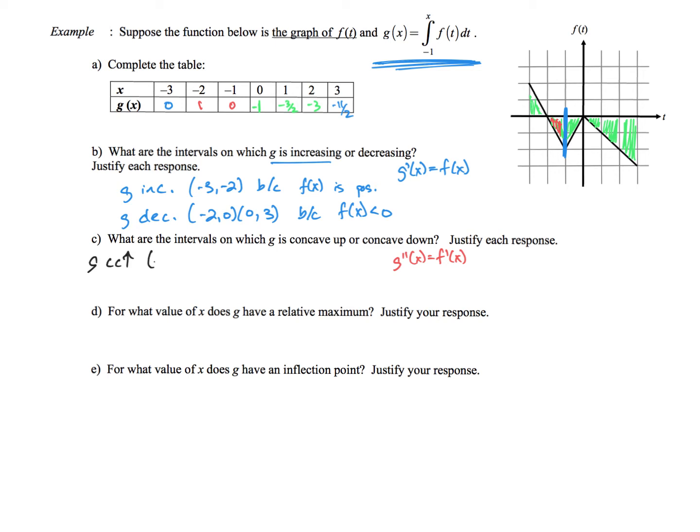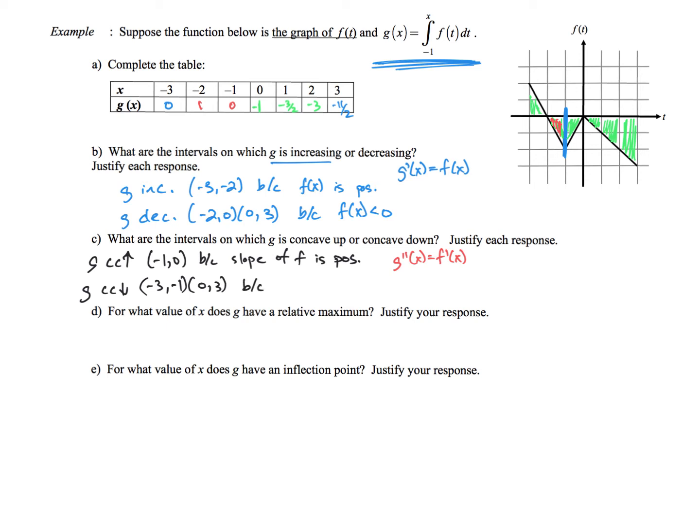All right. So when is G concave up? From negative 1 to 0. Love it. Because why? Because the slope of f is positive. That's beautiful. That's a perfect answer. All right. And then when is G concave down? -3 to -1 and 0 to 3.